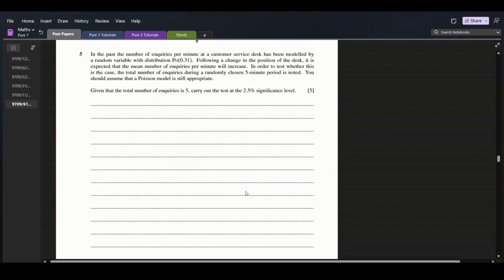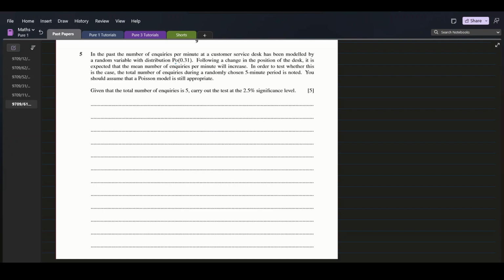Number 5. In the past, the number of inquiries per minute at a customer service desk has been modeled by a random variable with distribution Poisson and lambda 0.31. Following a change in the position of the desk, it is expected that the mean number of inquiries per minute will increase. In order to test whether this is the case, the total number of inquiries during a randomly chosen 5-minute period is noted. You should assume that a Poisson model is still appropriate. Given that the total number of inquiries is 5, carry out the test at the 2.5% significance level.